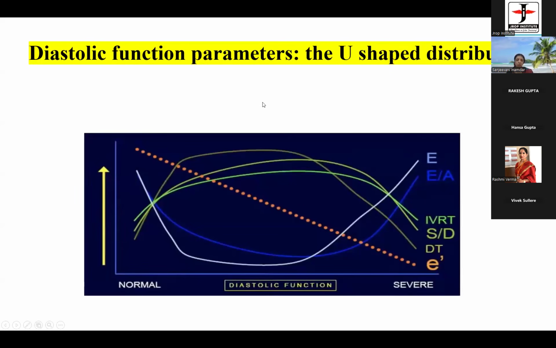This is another important concept one must understand before diagnosing diastolic dysfunction in any patient. See, this is the U-shaped distribution.